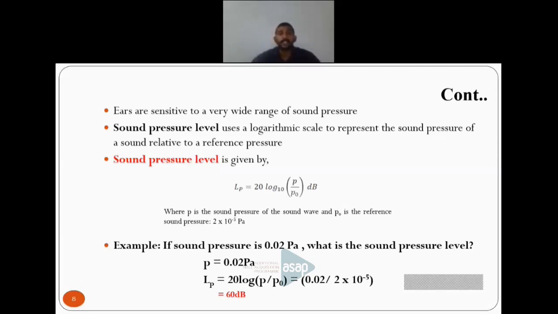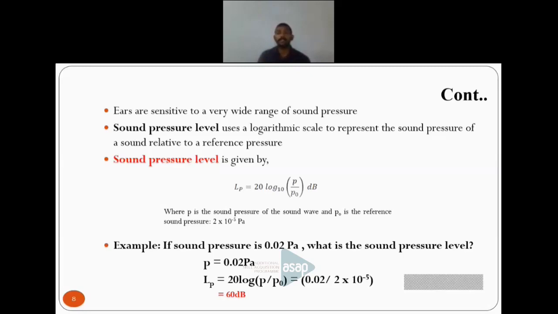There is an equation: the sound pressure level can be found by Lp equals 20 log to the base 10 of P by P naught, and we get it in decibel. Here P is the pressure of the sound wave, and P naught is the reference sound pressure, that is the threshold, 2 times 10 raised to minus 5. This is a simple example of how we can convert the sound pressure to a sound pressure level.